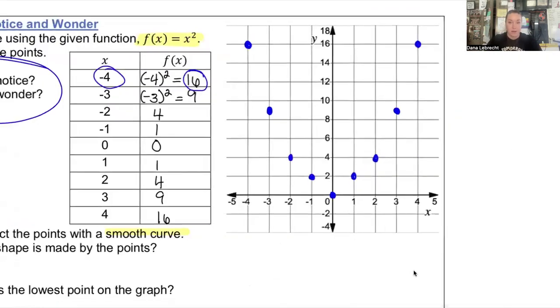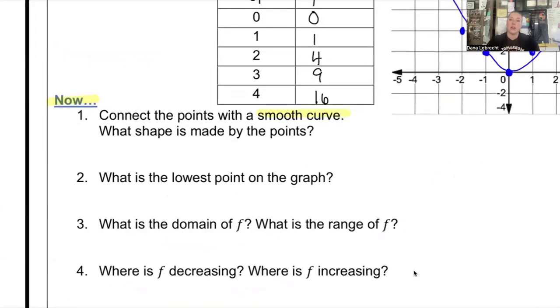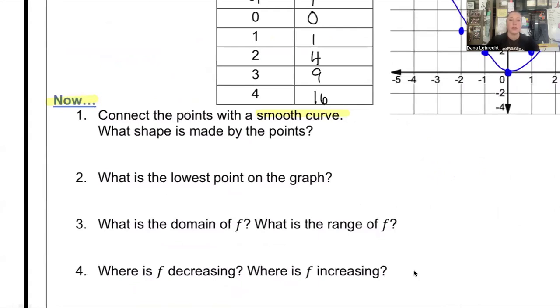So if we look at our graph here, we're going to take those points and connect them just like that. It kind of looks like a U shape. It doesn't have to be perfect, but we just want to make sure that we're not using straight lines. All of our graphs in this unit are going to look similar to each other, with that U shape, either opening up or opening down. We'll talk about that more later. But what shape is made by these points? That is called a parabola. That's how you spell it, parabola.